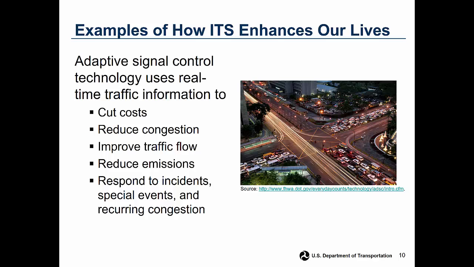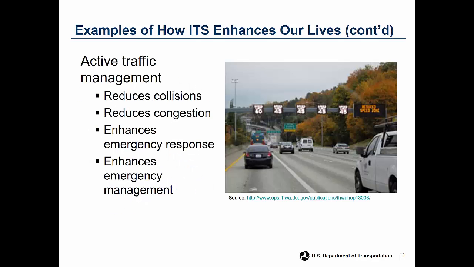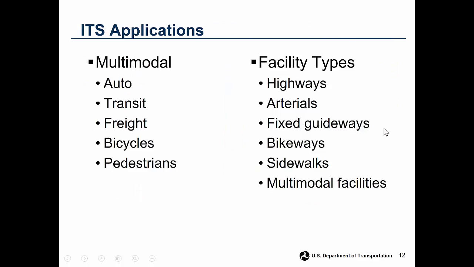So we'll talk about things like adaptive signal control. We'll talk about things like active traffic management. There are examples of all of this here in Virginia that we'll discuss this semester. It does include multiple modes and multiple types of facilities, whether we're talking arterials, highways, transit, etc.